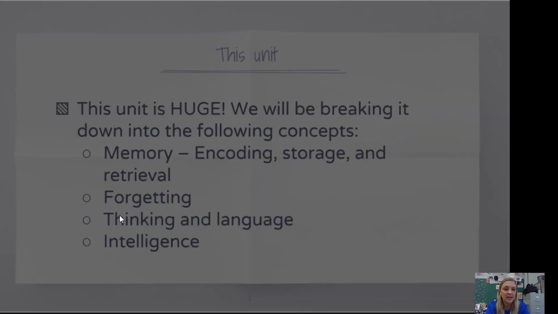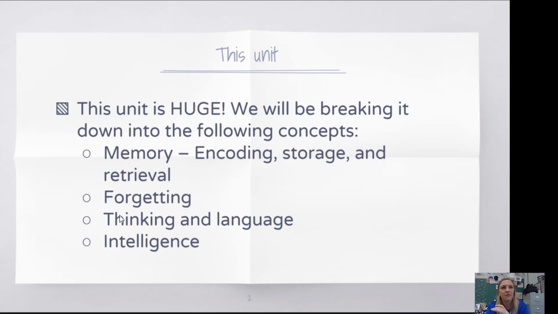This is a giant unit. We have a few different sections of the unit. Really, we're going to be splitting this into 4 different sections: memory, thinking, language, and intelligence. Memory is going to encompass the encoding, storage, and retrieval of memory, as well as forgetting and the reliability of memory. And then we're going to look at different thinking processes. And then finally, we'll be looking at language and intelligence. But today we're going to start with memory.